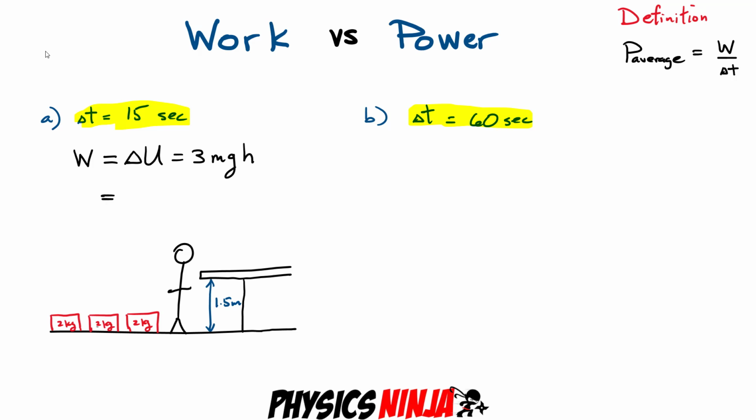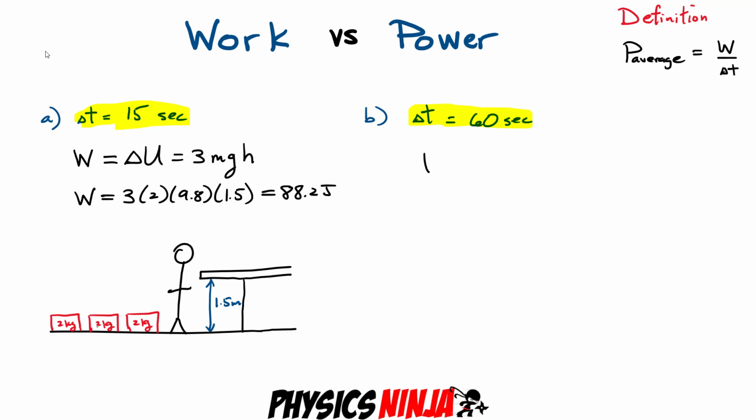All right, so now we simply substitute our values. So we have 3 bricks. Each one has a mass of 2 kilograms. Little g is 9.8. And my height is going to be 1.5 meters. That is the amount of work you're going to do. Now you put those numbers in the calculator. You should get approximately 88.2. That's measured in joules.